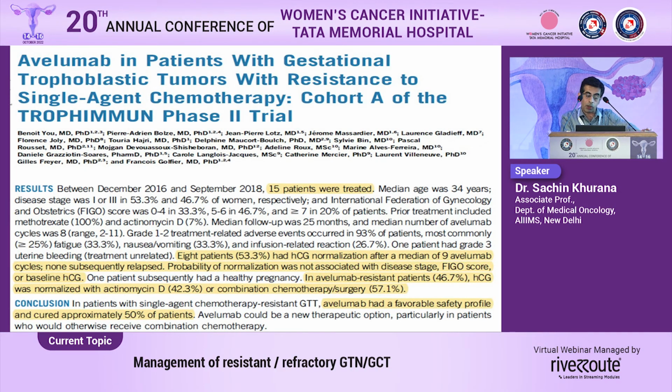So this was another study which was actually in a low risk case where a single agent methotrexate was given, and then the patients became resistant. Avelumab was used. 15 patients were treated, and 8 patients had HCG normalization after a median of 9 avelumab cycles. None subsequently relapsed, and even in those who were avelumab resistant, HCG was normalized by using actinomycin D or a combination of surgery and chemotherapy. So this just tells that immunotherapy is active and can be used in later lines of GTN. Obviously, it will be limited by the cost.